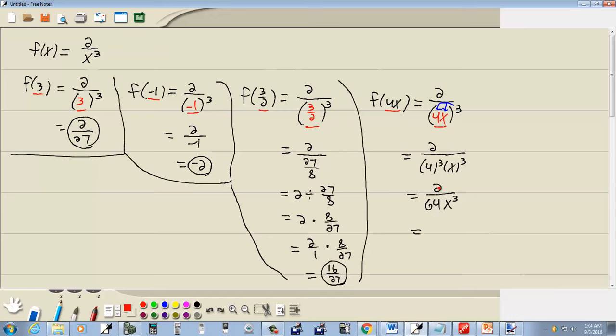Now 2 and 64 are both divisible by 2. 2 divided by 2 is 1. 64 divided by 2 is 32. So this becomes 1 over 32 x to the third. And that's our answer.